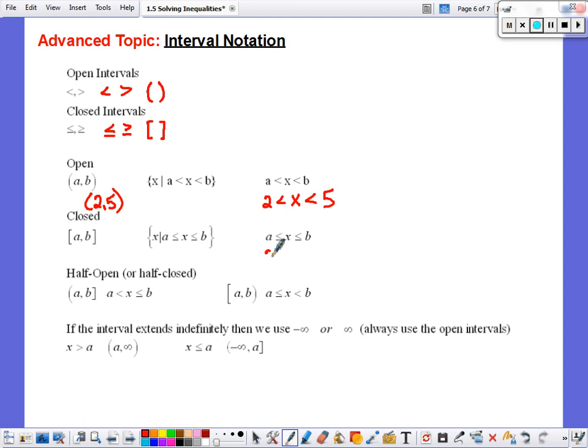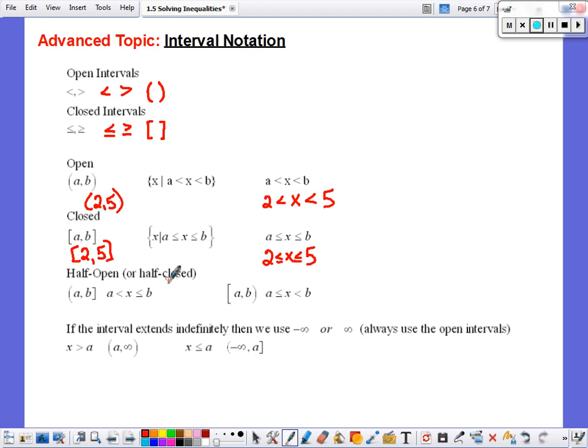We can do the same thing if it's a closed interval from 2 to 5. This time, though, we need to include 2 and 5. That's where the brackets come in. I include 2, I include 5, and it's an interval notation, so that means that all my solutions are sandwiched in between the 2 and the 5.